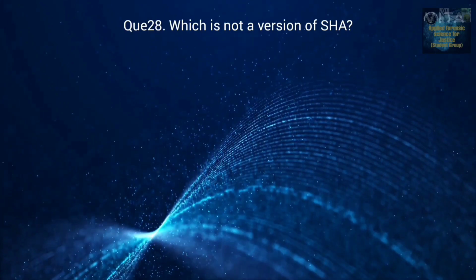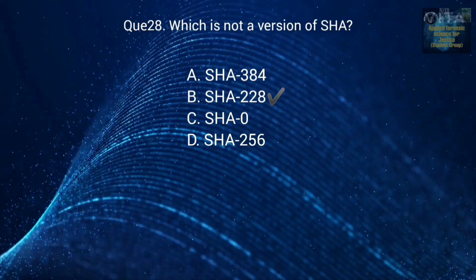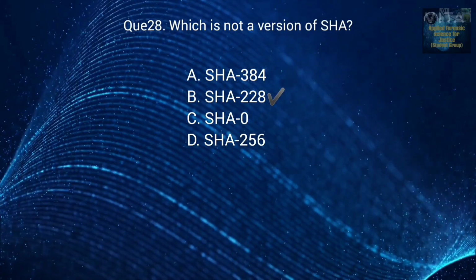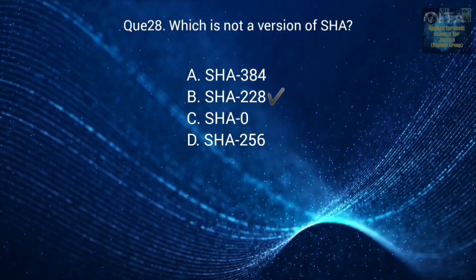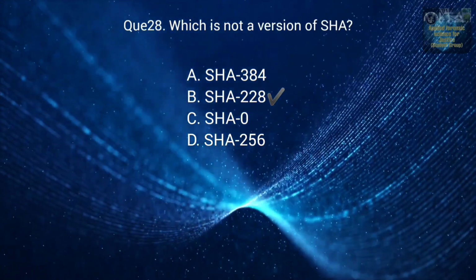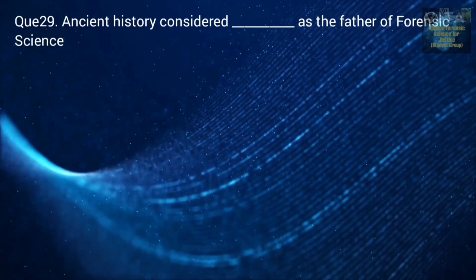Question number 28. Which is not a version of SHA? Options are A. SHA 384, B. SHA 228, C. SHA 0, D. SHA 256. The correct answer is B. SHA 228. Question number 29.